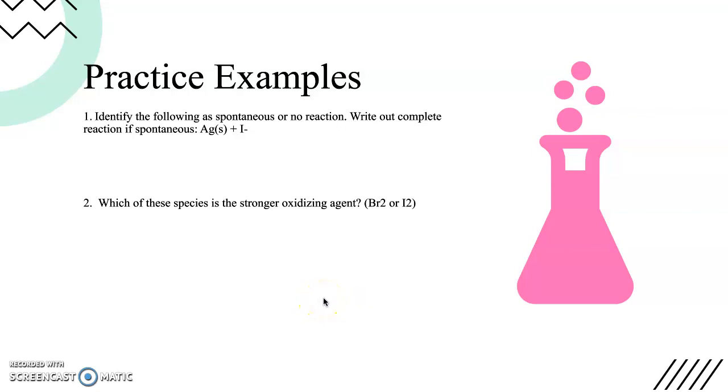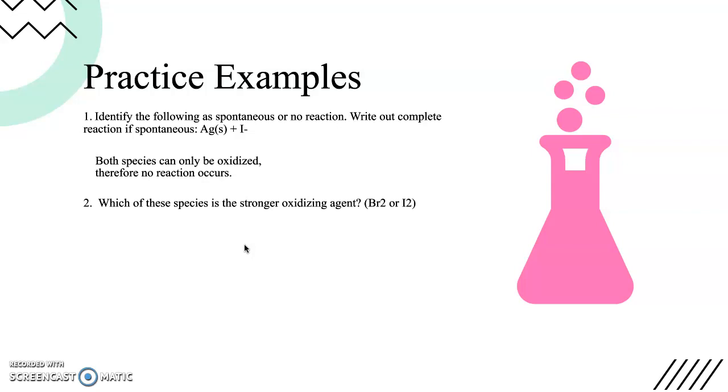So, identify as spontaneous or no reaction. Write out the complete reaction if spontaneous for Ag and I-. So both species can only be oxidized, that means they're on the left side of the table, therefore no reaction can occur.